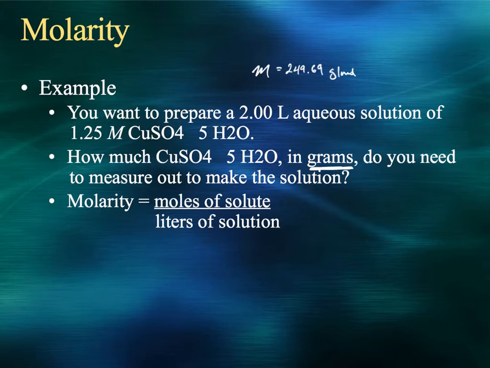If that's the case, I need to multiply both sides by liters. So I'm going to end up getting moles are equal to your molarity times your volume, volume being in liters here. Molarity times volume. So the number of moles this is going to have, grabbing a calculator here, we're going to take the 1.25 molar times the 2 liters.